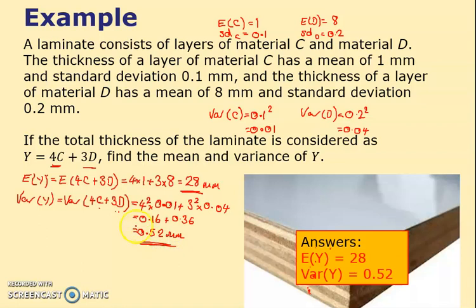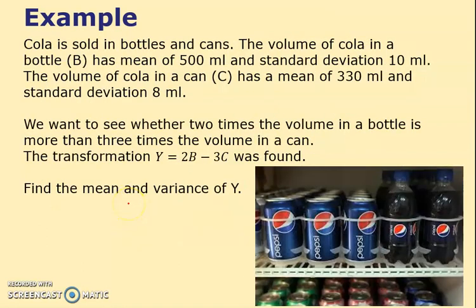0.52 and 28. Good, got it right. Cola is sold in bottles and cans. The volume of cola in the bottle has a mean. Right, I'm just going to do this. So E of B equals 500. And notice, they give me the standard deviation. I don't really like the standard deviation. I like the variance. So I'm going to write the variance of B. Now, because they said standard deviation is 10, I'm going to write 10 squared, which is 100.